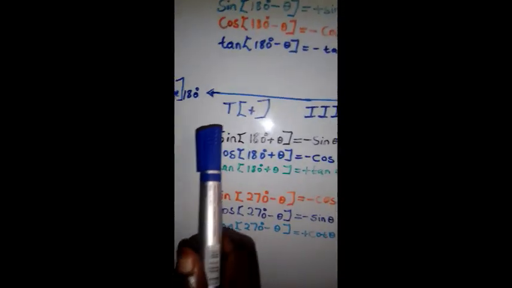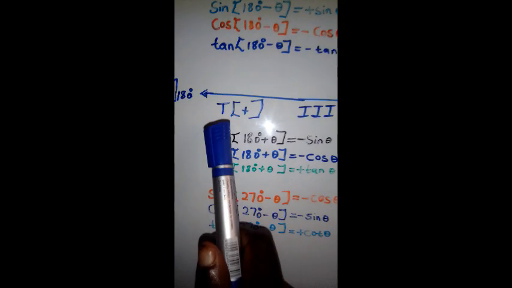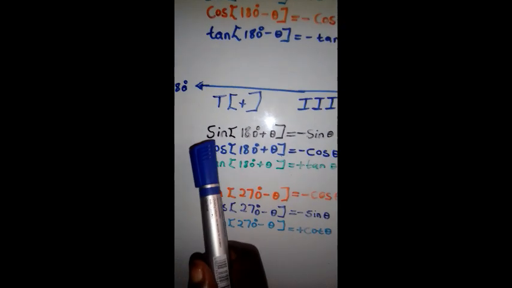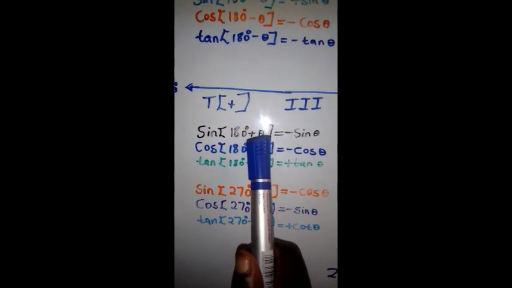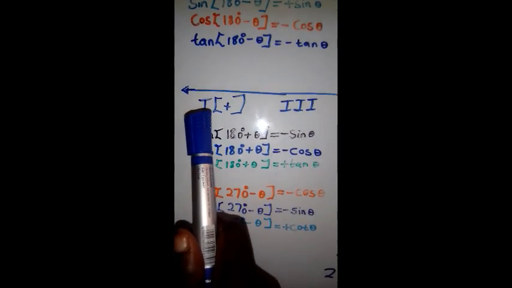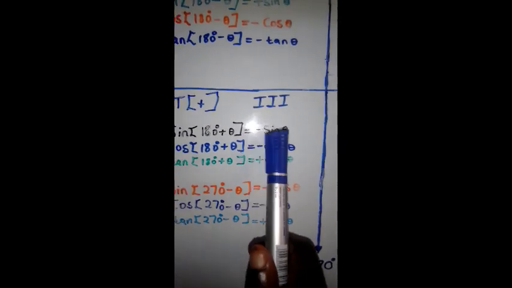On the third quadrant, sine is negative because only tan is positive on the third quadrant. So sine 180 degrees plus theta is equal to, sine is negative because tan is only positive on the third quadrant, so it's going to be negative sine theta.